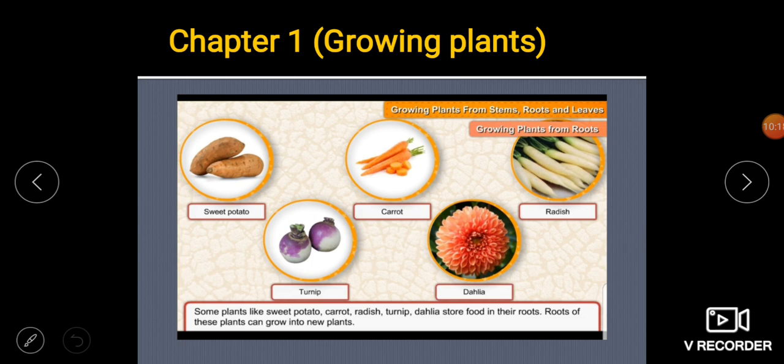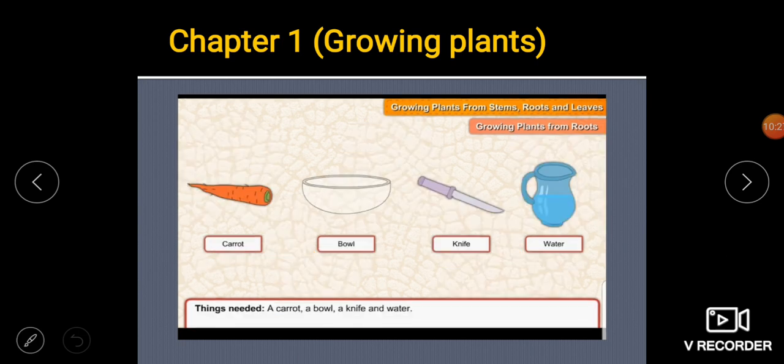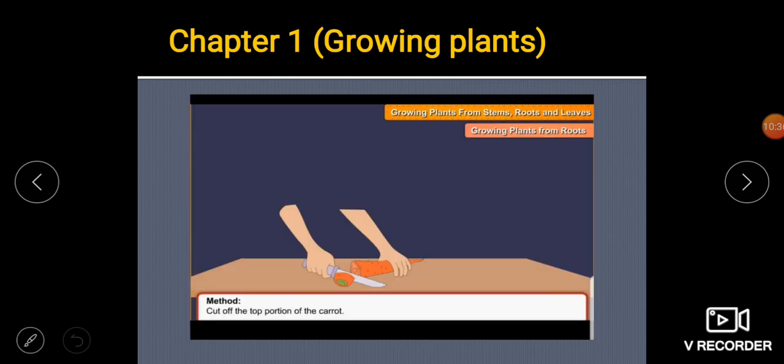Now, some plants like sweet potato, carrot, radish, turnip, and dahlia store food in their roots. And the roots of these plants can be grown into a new plant. Now, this activity has to be done with some elder. The things which are required are a carrot, a bowl, a knife, and water. Simply, the method is to cut off the top portion of the carrot and keep it in the bowl in such a way that the green portion of the carrot is up.